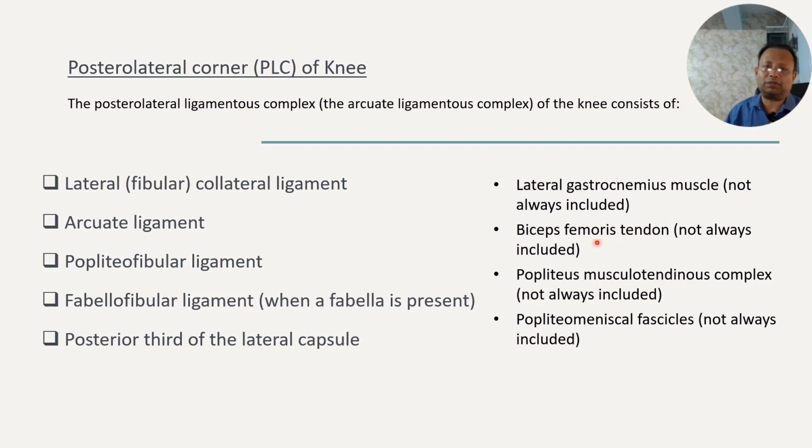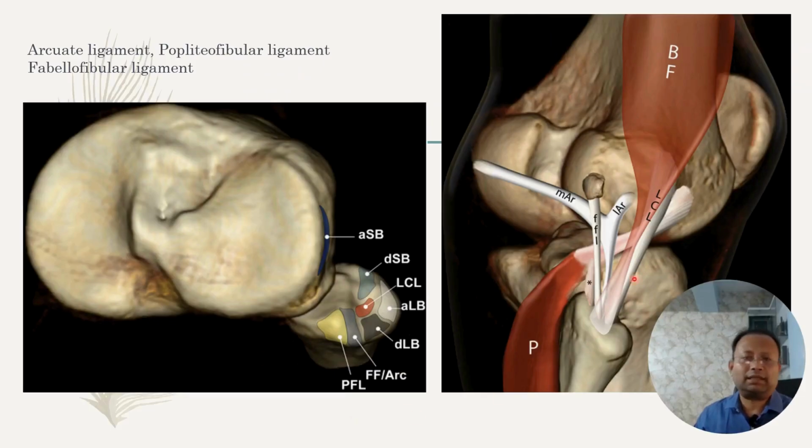Then the uppermost structures, which are sometimes included, sometimes not included: the lateral gastrocnemius muscle, the biceps femoris tendon, and the popliteus musculotendinous complex. These things are sometimes included in some literature and sometimes not. But remember, on the posterior side, the arcuate ligament and popliteofibular ligament are important ligaments. So let us see the schematic diagram of these ligaments.